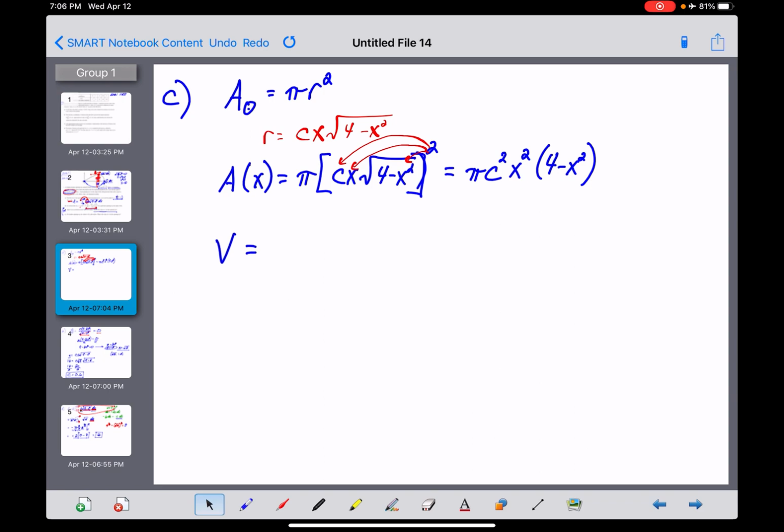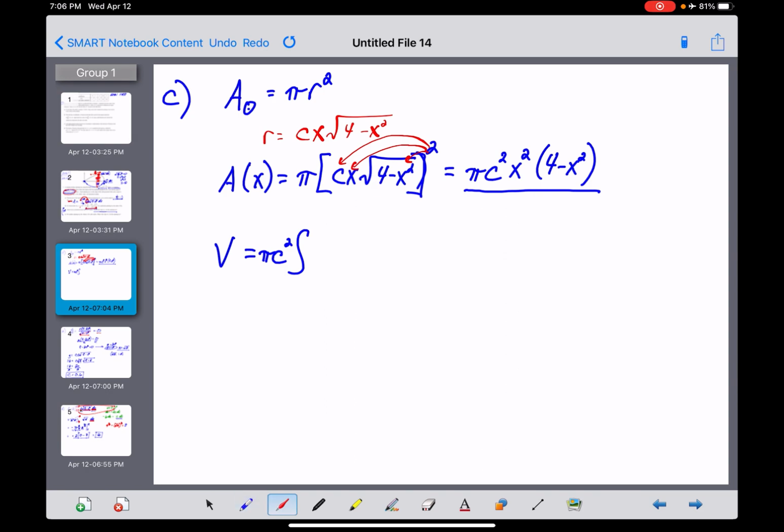Let's talk about y. Volume then, everybody, is going to be the definite integral now of whatever your a of x function was, which was right here. But I'll remind everybody, we can pull constants out in front of this whole thing. And pi is a constant, and so is the c squared. So pi c squared is going to come out in front.